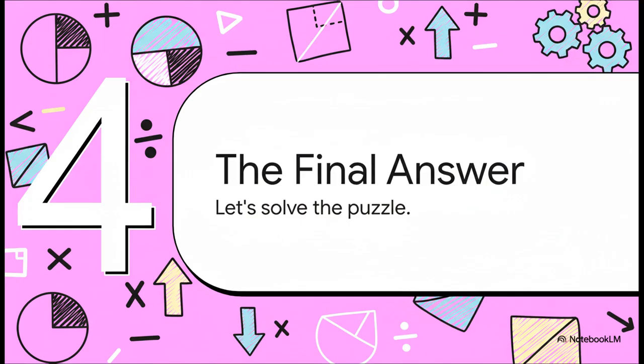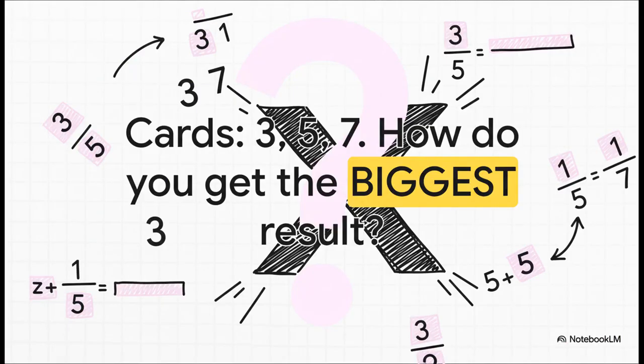Okay, we've got the skills. We've mastered the technique. It's time. Let's head into section 4, the final problem's answer, and go back to that puzzle from the beginning and solve it once and for all. So, just to remind you, here was the challenge. Using the numbers 3, 5, and 7, we need to create a division problem that gives us the biggest possible answer. But this time, we're not just guessing.